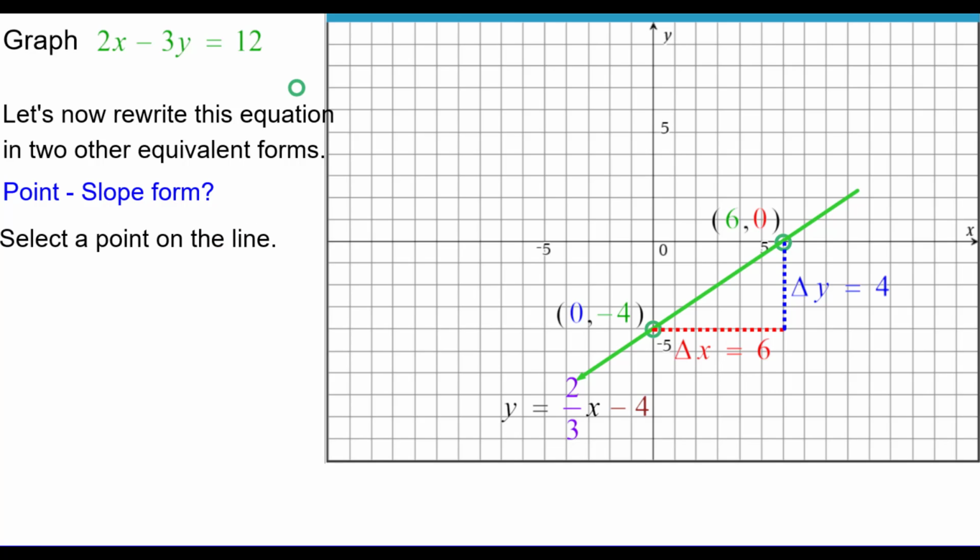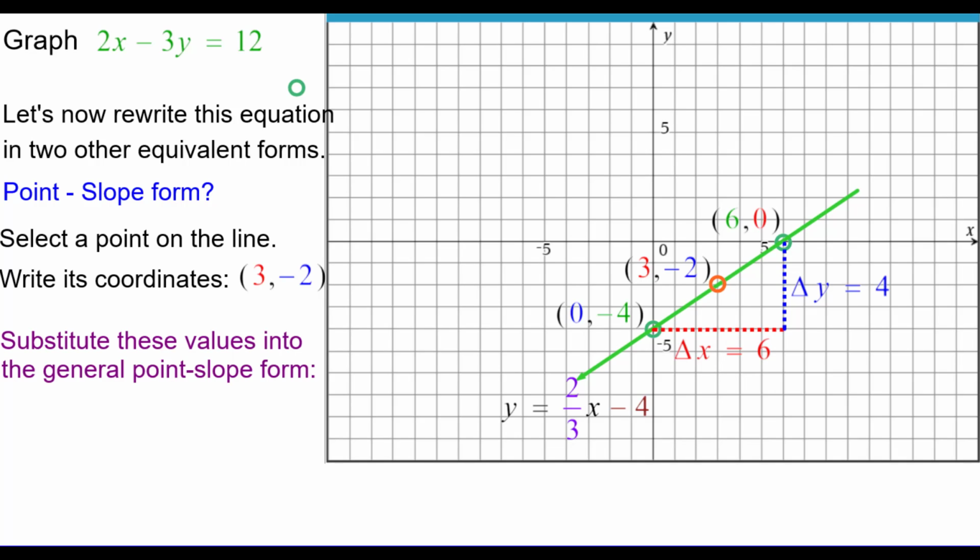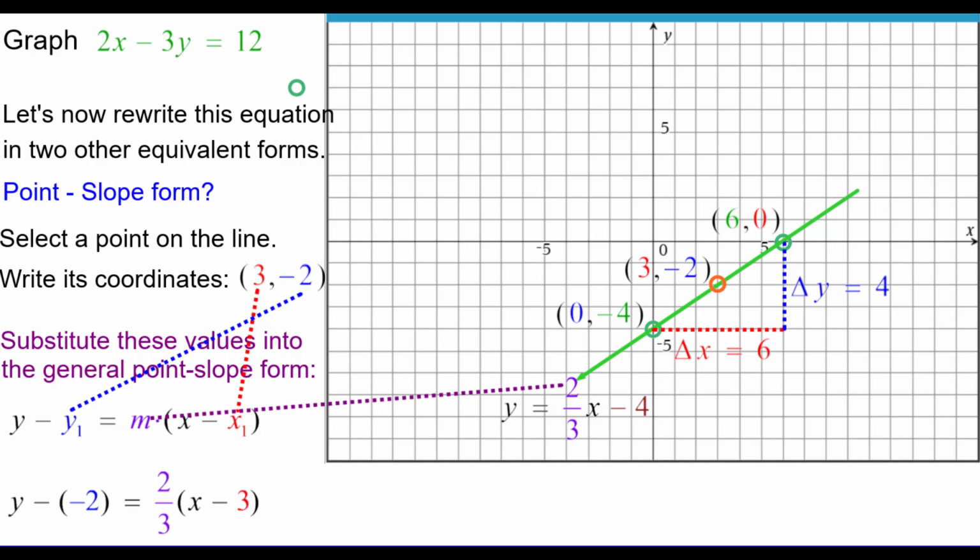So we're going to select a point on the line, and we're going to pick one point that isn't already listed. So I'm going to pick this one. It's clearly on the grid at 3, -2. I'm going to go ahead and substitute these values into the general point-slope form, which is y minus y subscript 1 equals m times the quantity x minus x subscript 1. So we have the value for m, we have the value for the subscripted variables. Substituting those, we get y minus a -2 is equal to 2/3 times the quantity x minus 3.